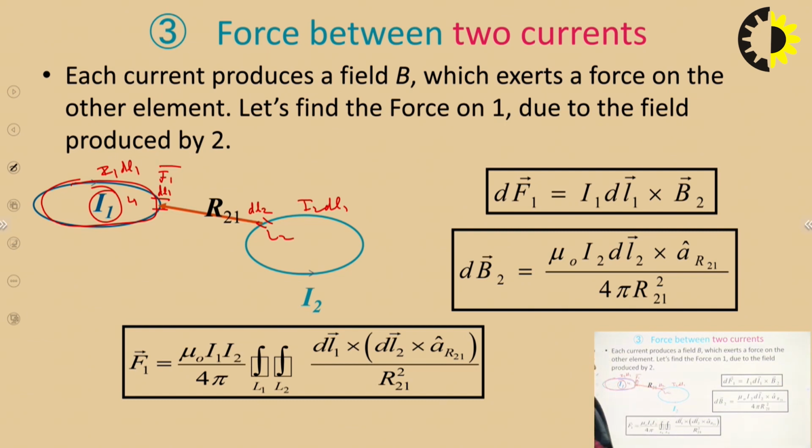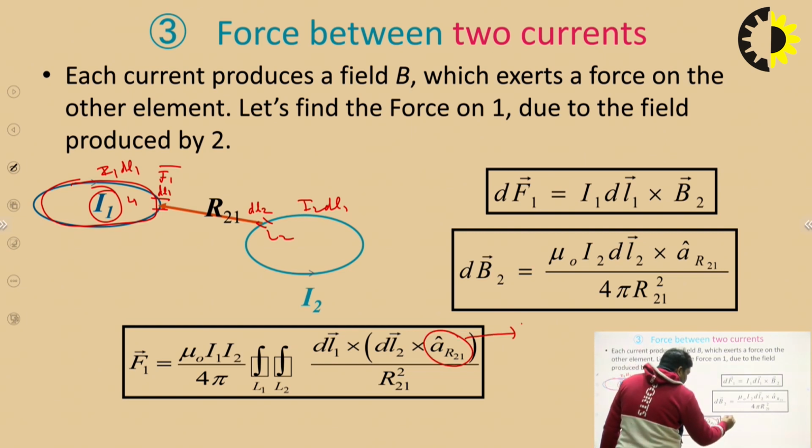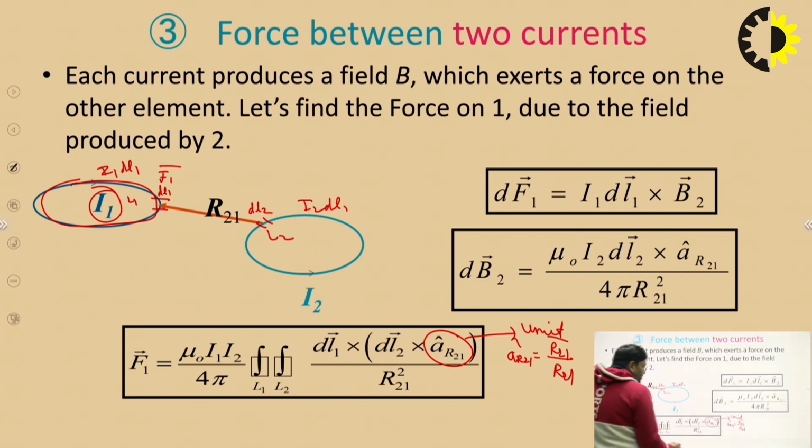Which is equal to dl1 cross dl2 in the direction of aR21 upon R21 squared, where aR21 is the unit vector, defined as the vector R21 upon its modulus. So if we replace this, the R21 modulus is equal to R21 cubed.